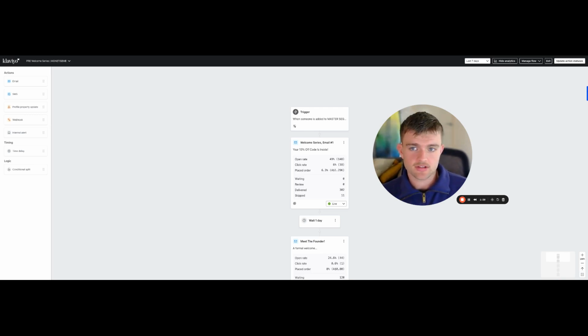As I said, we've only really turned these flows live, like our versions of these flows live quite recently. But I can still look at the data on the last 7 days and sort of see how they're performing and see what changes I would make. So as you can see here, the first email is doing quite well. Solid open rates, good click rates, good placed order rates. But that open rate is quite low for a first welcome email.